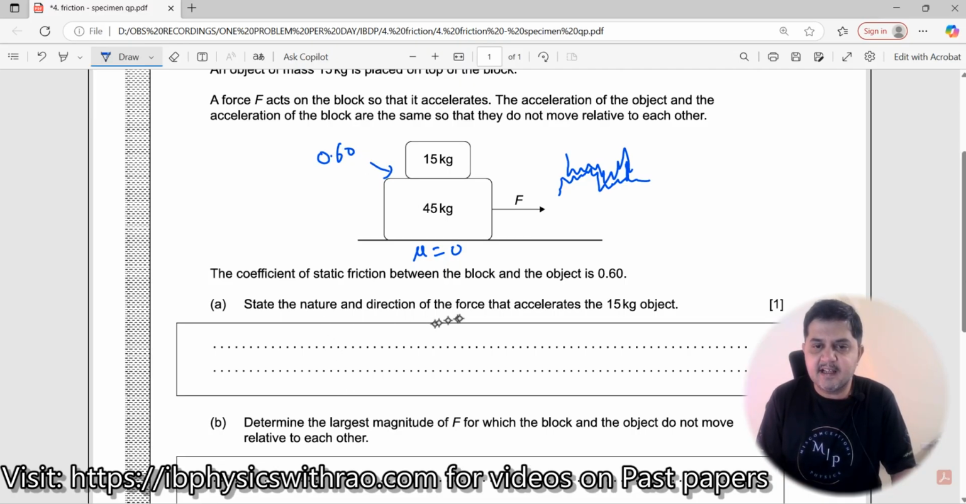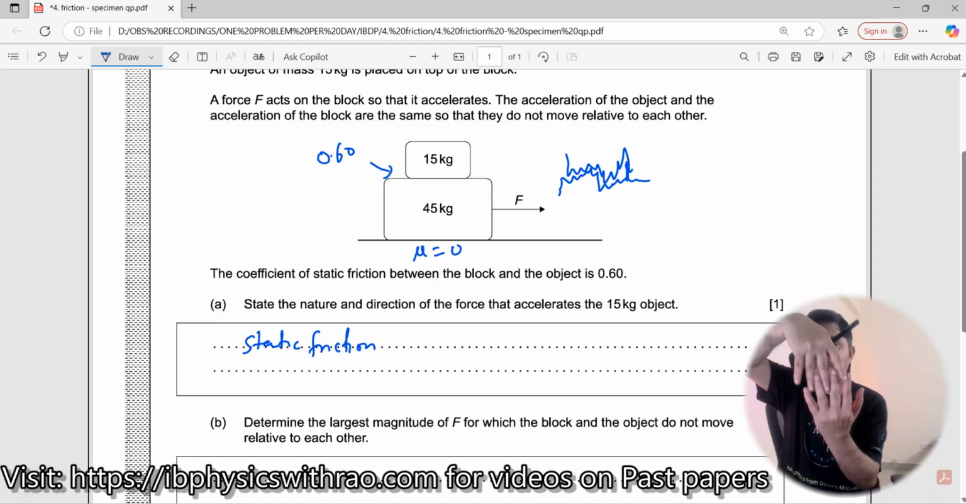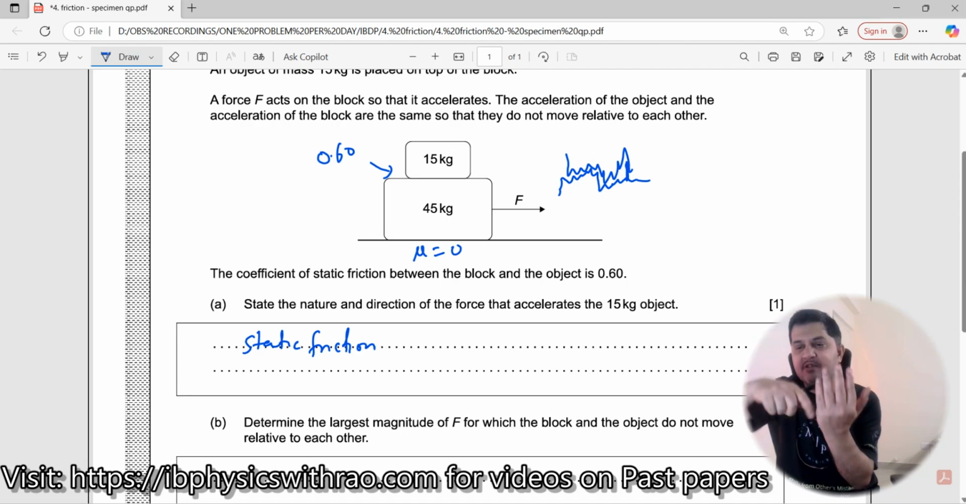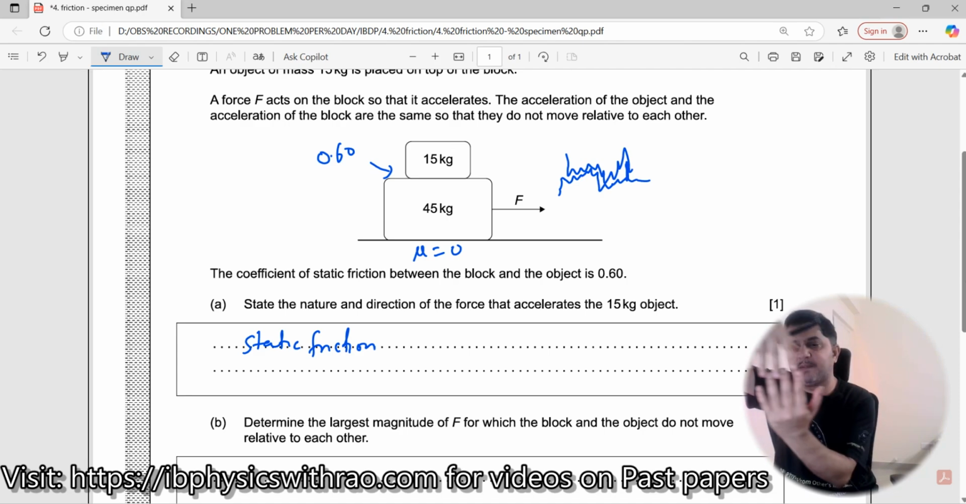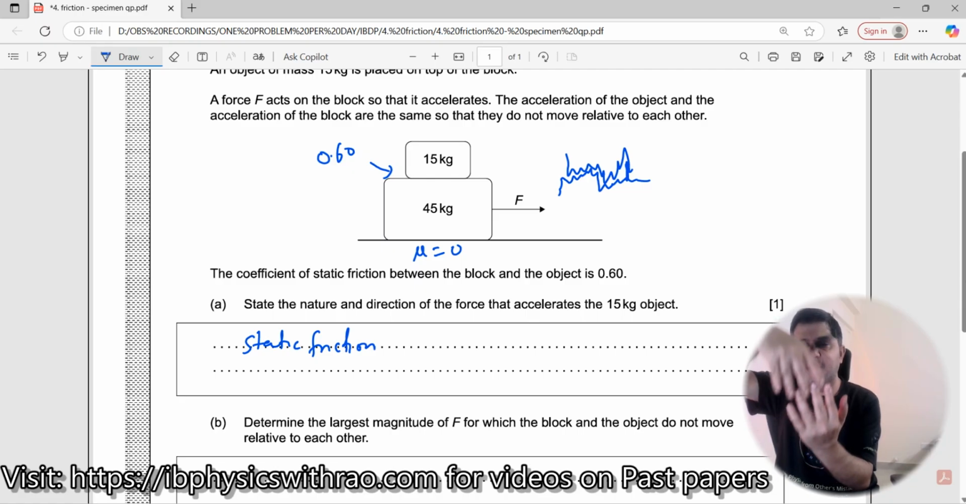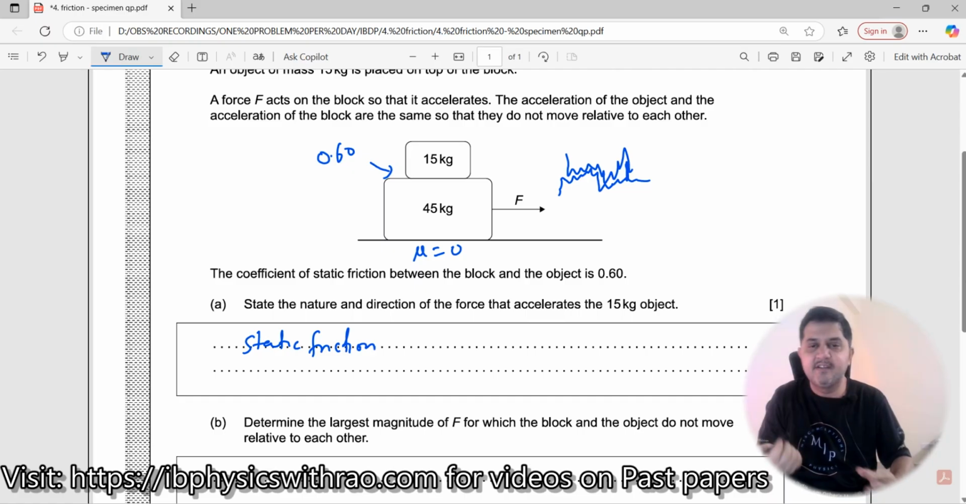State the nature and direction of the force that accelerates the 15 kg object. Now, this object gets accelerated because you are applying a force here. But why should this get accelerated? The reason is because of the static friction between these two. So it is something like this. Two objects are fit together like lock and key. And when the lowermost object is being pulled like this, the lowermost object moves and the uppermost object also, because of friction, is being glued together like this and it also starts moving like this, right? So that's what is happening.